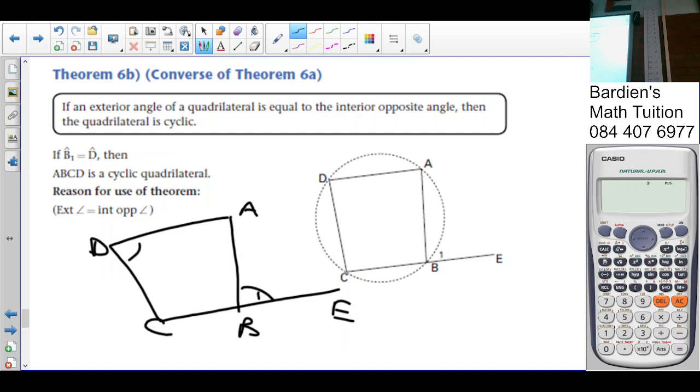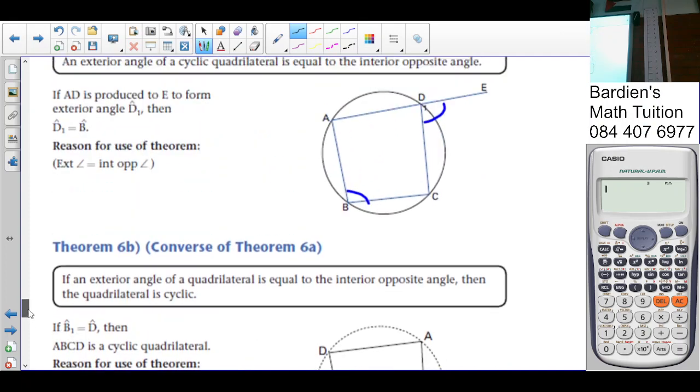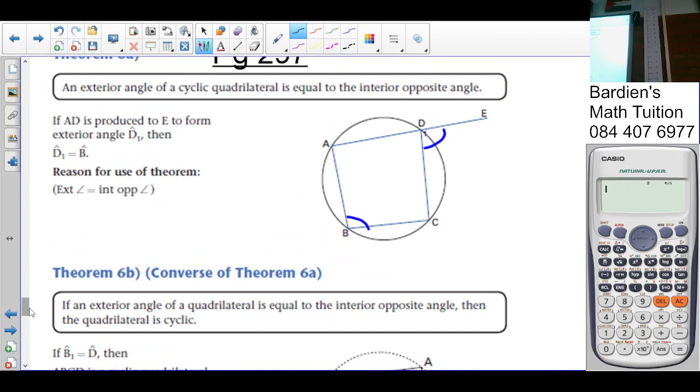then ABCD is a cyclic quadrilateral. The reason for this is that the exterior angle is equal to the interior opposite. Okay, it's the same as the other one. I would rather distinguish the difference between the two. Exterior angle of cyclic quad equals the interior opposite. Add this part of cyclic. Okay, exterior angle of cyclic quad equals the interior opposite.